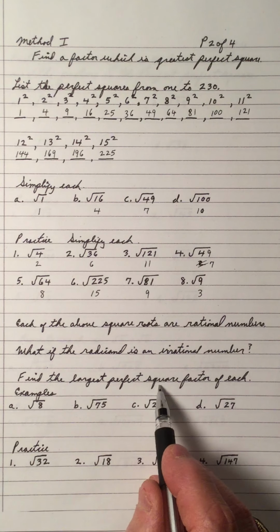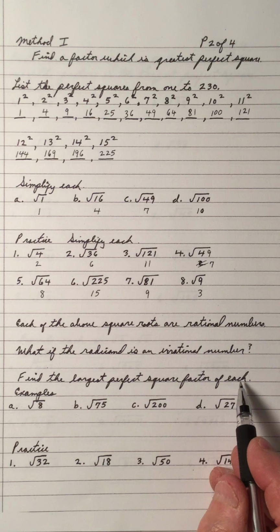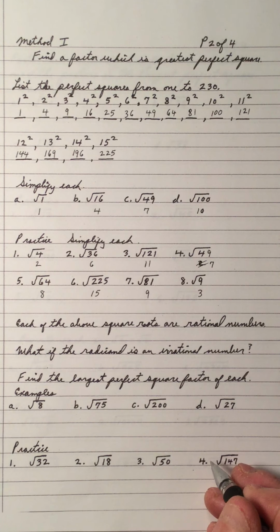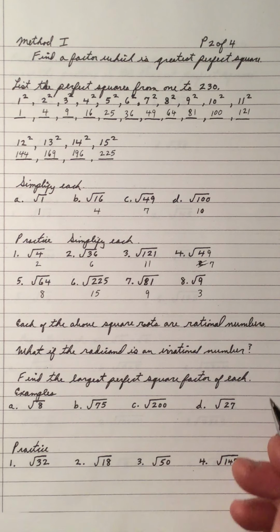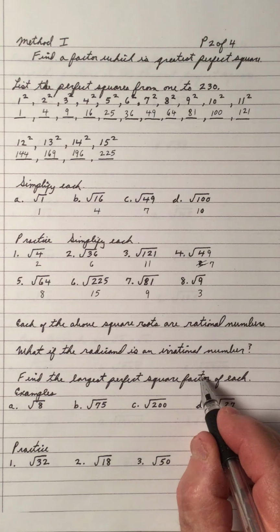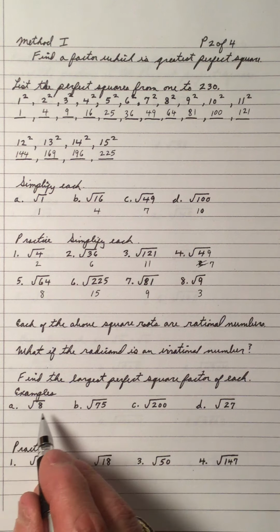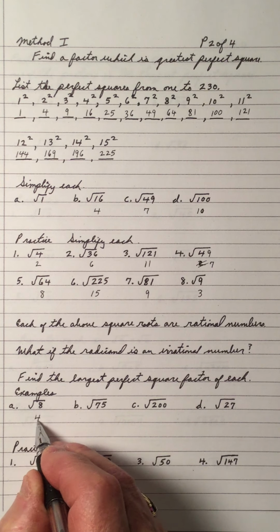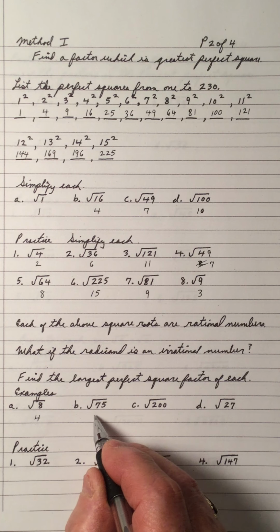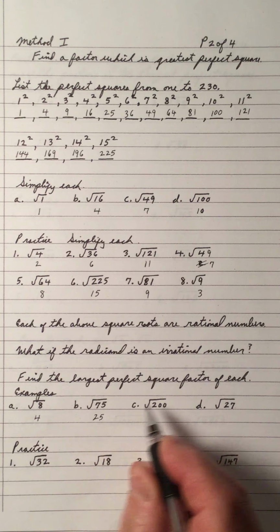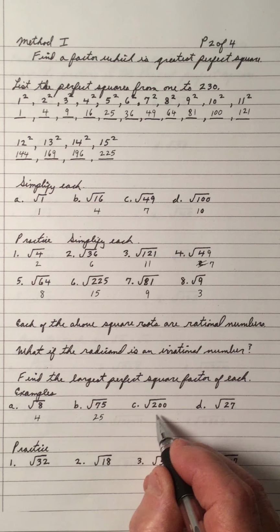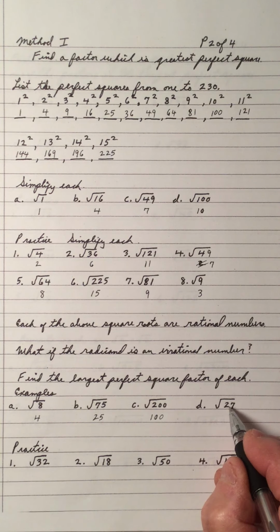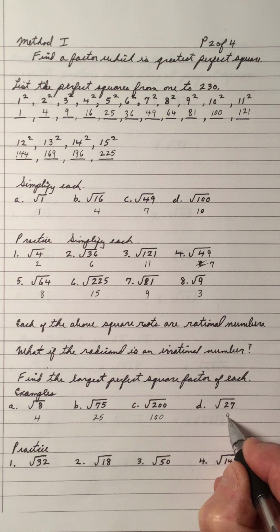Find the largest perfect square factor of each. So I'm going to take you through a system now, but I'm going to do one piece at a time, and then we'll go to the next video and you'll see why I'm doing this. The largest perfect square in 8 is a 4. The largest perfect square in 75 is 25. The largest perfect square in 200 is 100. The largest perfect square in 27 is a 9.